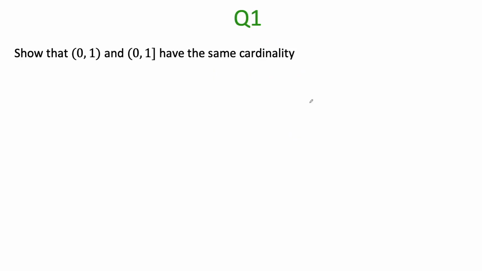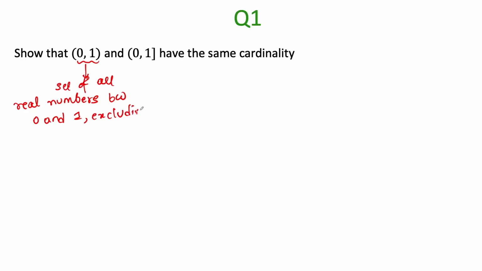So let's start with question number 1. We have to show in question number 1 that these two sets have the same cardinality. The first set here is the set of all real numbers between 0 and 1, but excluding 0 as well as 1.